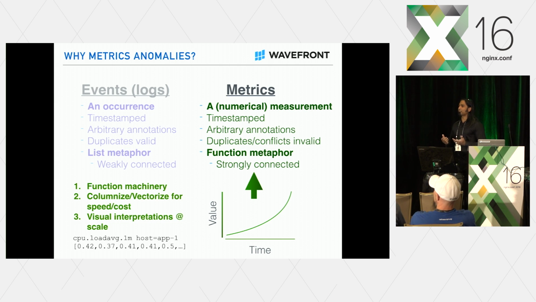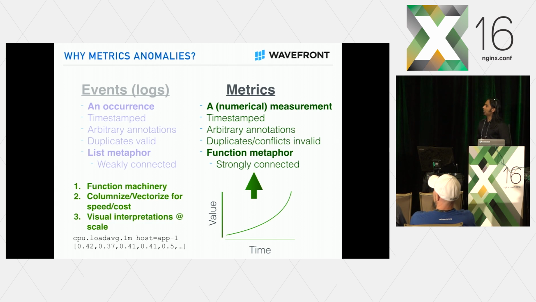So the metaphor for metrics is actually a function that maps time to value, right? To numerical values. Events don't need numerical values at all. The logins at the bottom of the events example didn't have numbers at all, right? It was just logins and times. Now, why is this function metaphor so powerful?